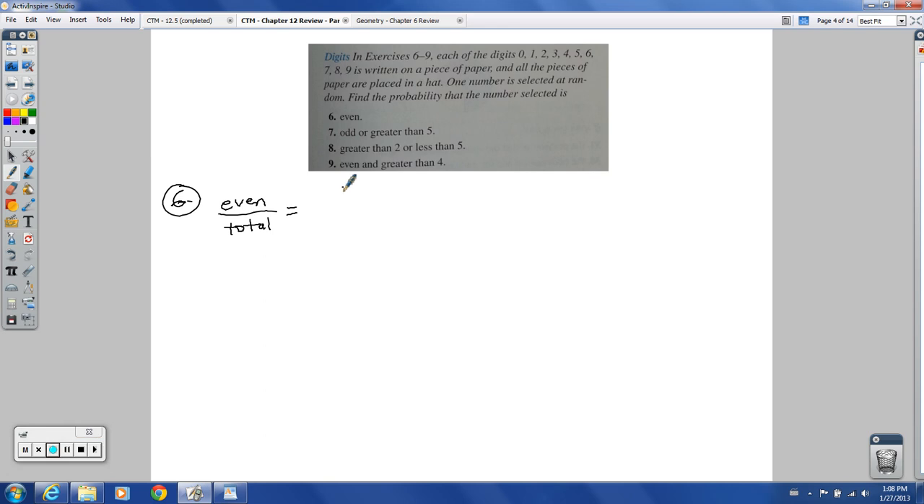That means we have 5 even digits out of 10 total. That can be reduced to 1/2. And so our answer should be 1/2. That's an ugly looking 5. That's a 5, I promise. That's a little better. There we go.